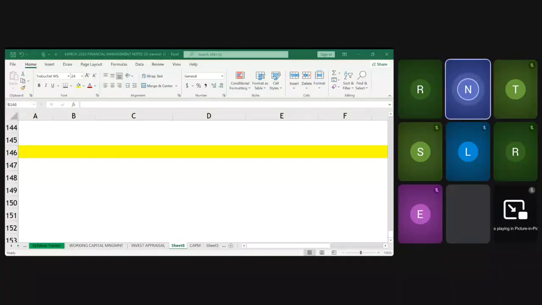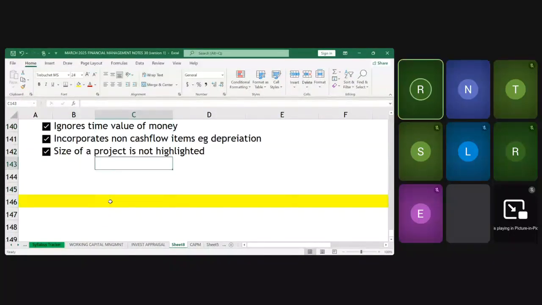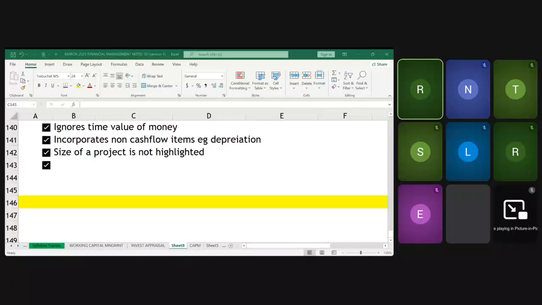From a disadvantage, it conflicts with the shareholders' view of wealth maximization in a case of mutually exclusive projects. Why? Because we choose a project with the highest percentage, and highest percentage doesn't mean highest value. So ARR conflicts with the shareholders' view of wealth maximization. That is a good contribution. That is very correct.